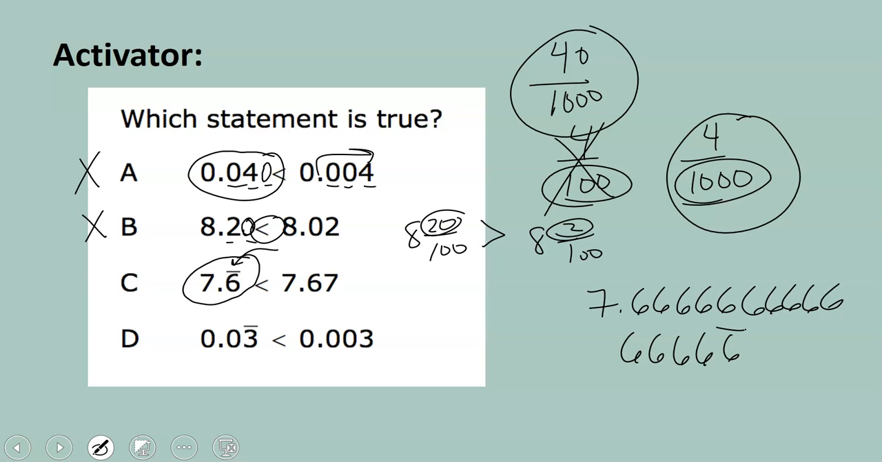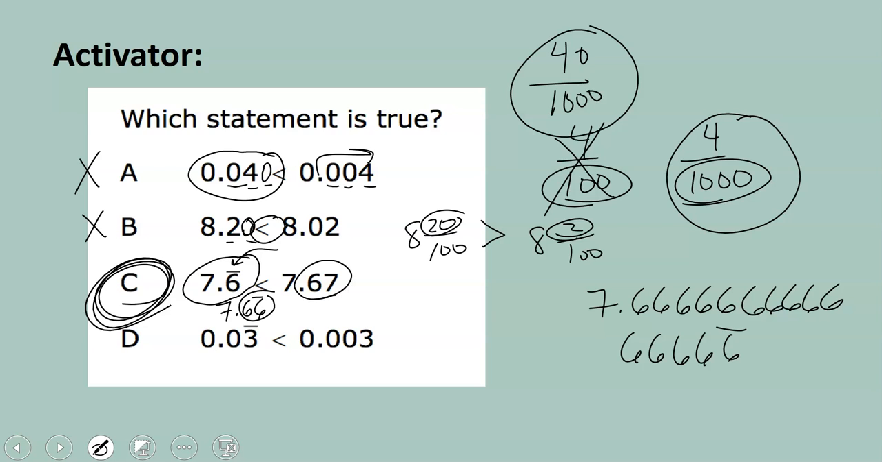So to compare these two, what I want you to do is, if this has two decimal places, let's just go ahead and record this as 7.66, and then you can more easily compare these two values. So 7.66 and 7.67. 66 is less than 67, so I think this is the answer. But to be sure, you should read D as well.